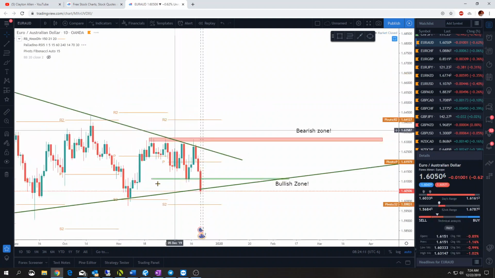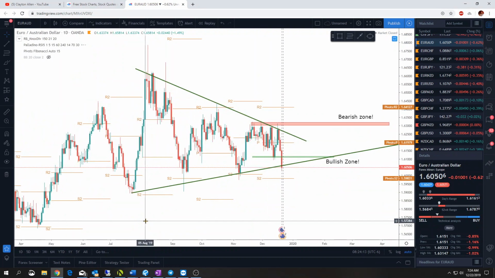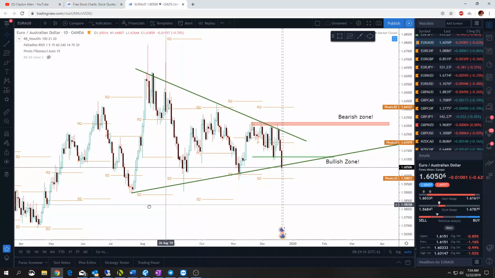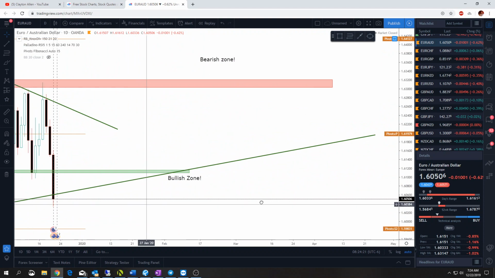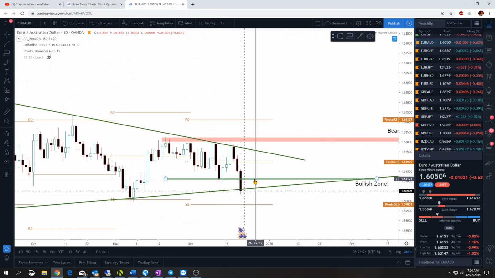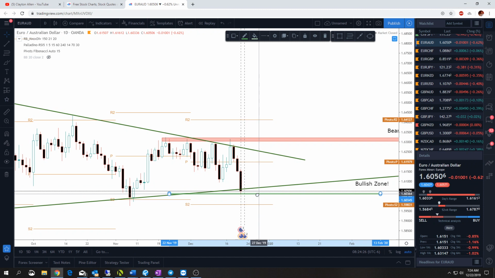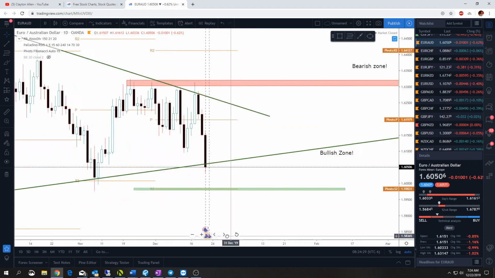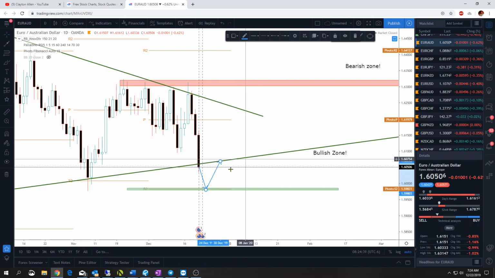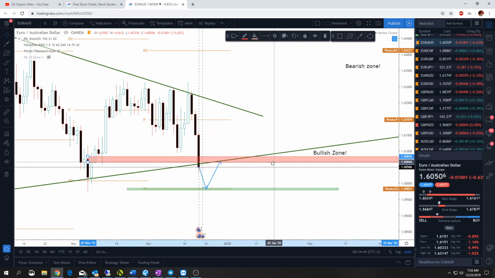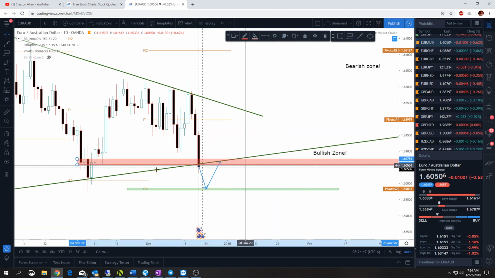All right. Euro AUD. So Euro AUD, we are in a very tough spot. Price is either going to respect this trend right here. Here's what I kind of like. I kind of like this to hit S2. And if it does, we're going to wait for a retest, and then we're going to take a sell trade from there. So I'm going to move my bearish zone there.